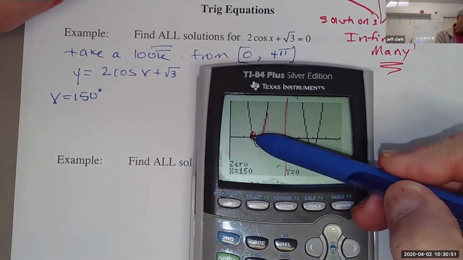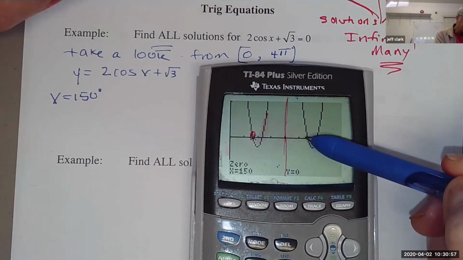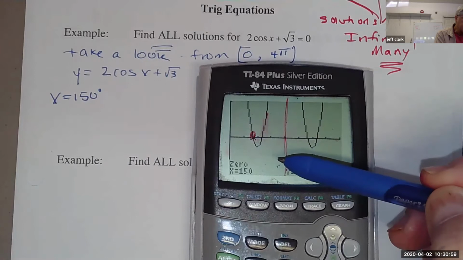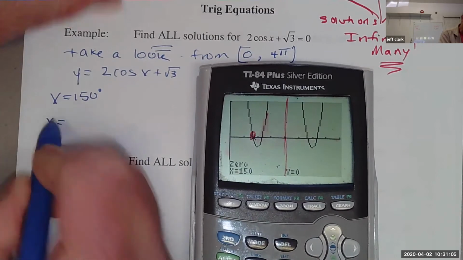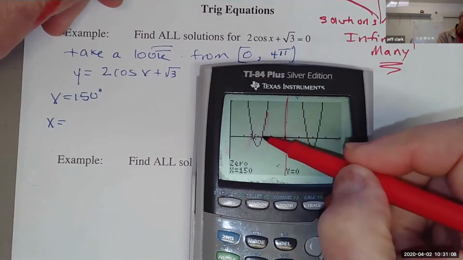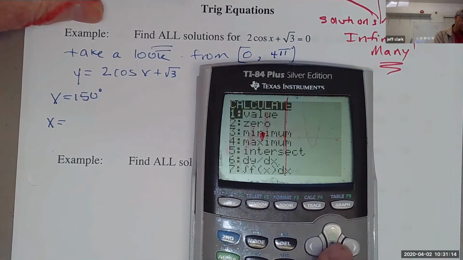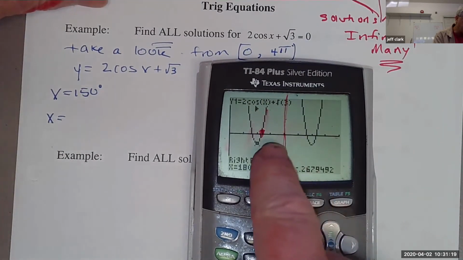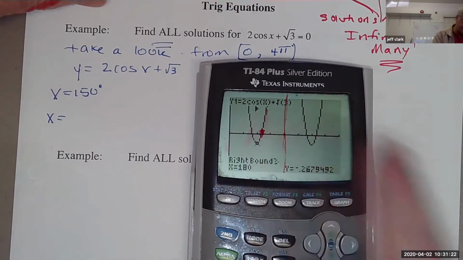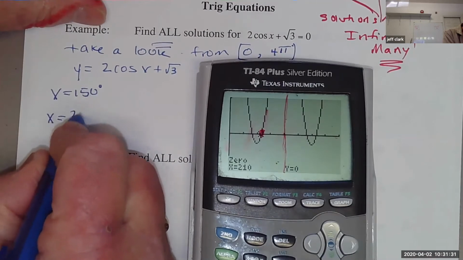Now look what's happening right here to get over to this one, because it's a copy. The distance from here to there is what, I guess? Well, let's find this one in a moment. Let's find x for this one here. So second calc, 0. Left bound, let's do 180, and right bound, maybe 270. Yeah, that's the next marker right there, 270. Hit enter. Oh, 210. So 210 degrees.